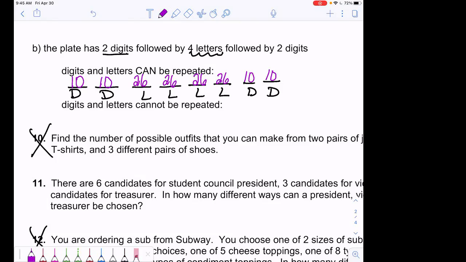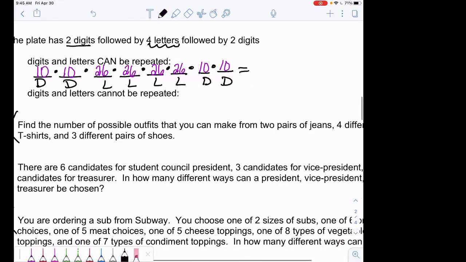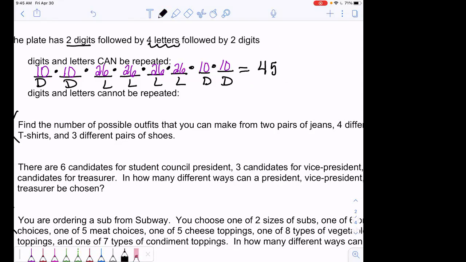So Bill, what do you do with all these numbers? Multiply them. So we're multiplying all of these numbers together. Do you know what number you get when you multiply them, Bill? It's a big one. 760,000. Nice job, Bill. And then we would label this: these are the number of license plates that are possible in this state.